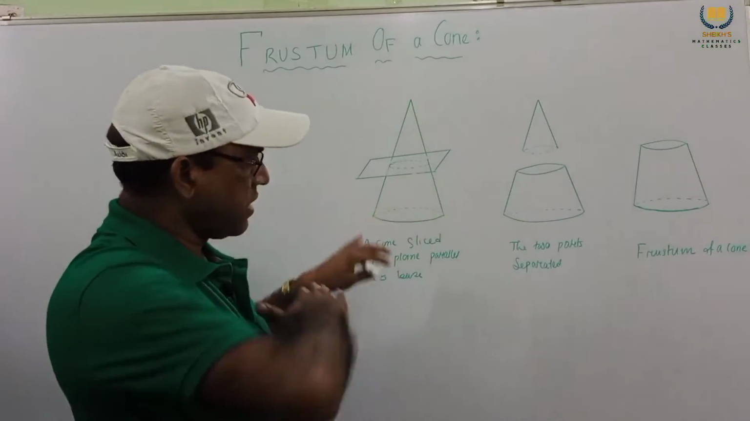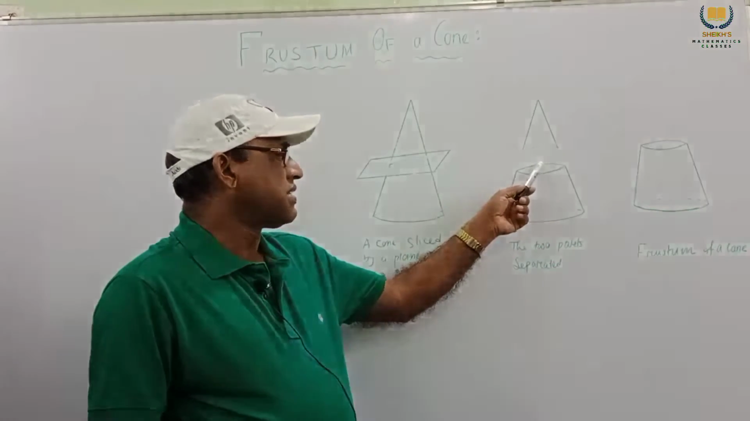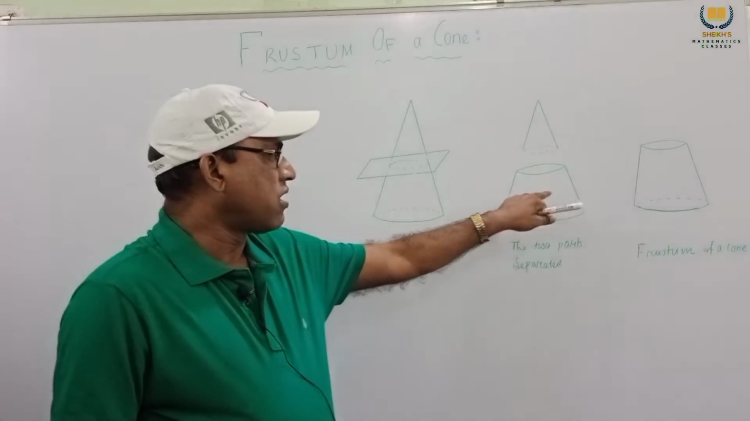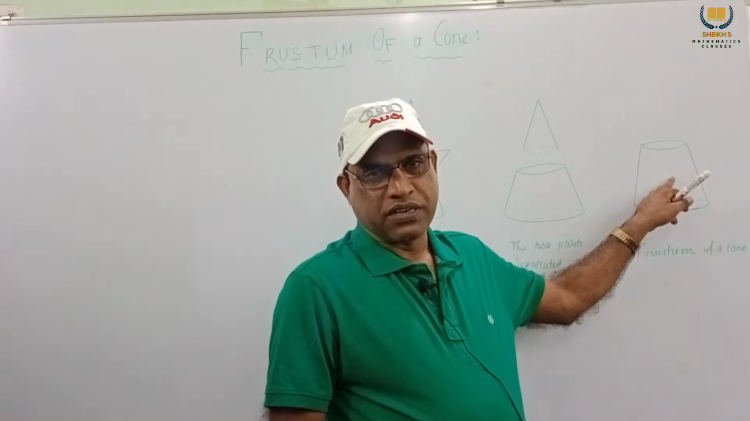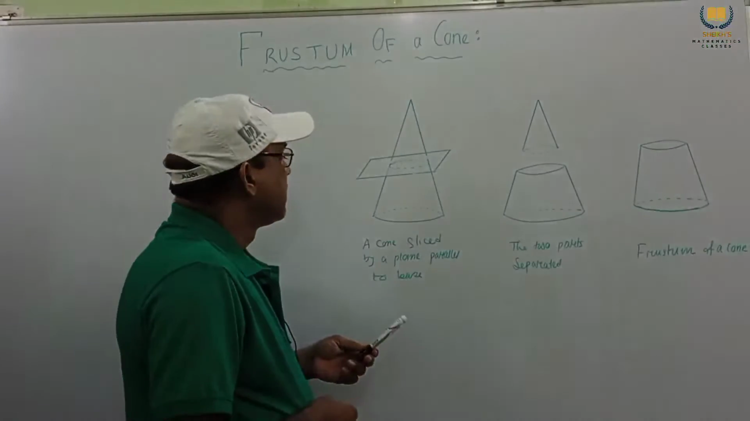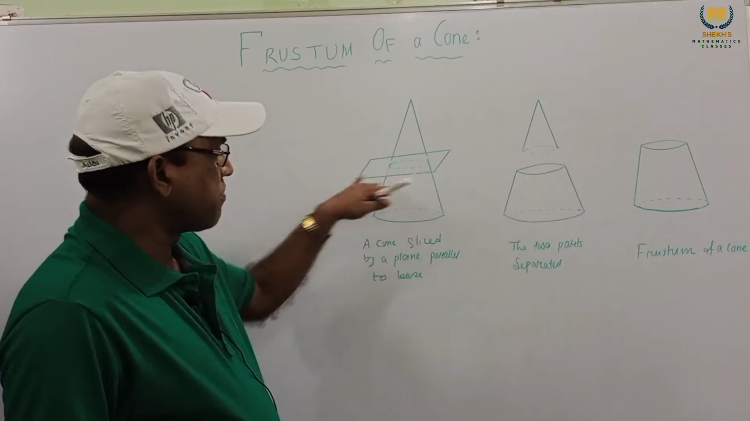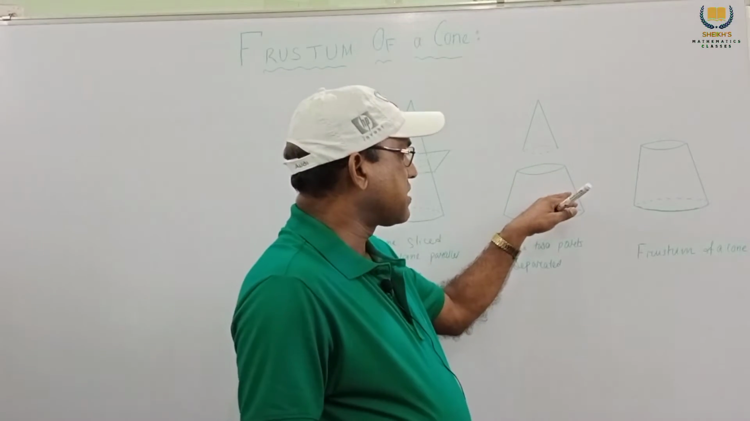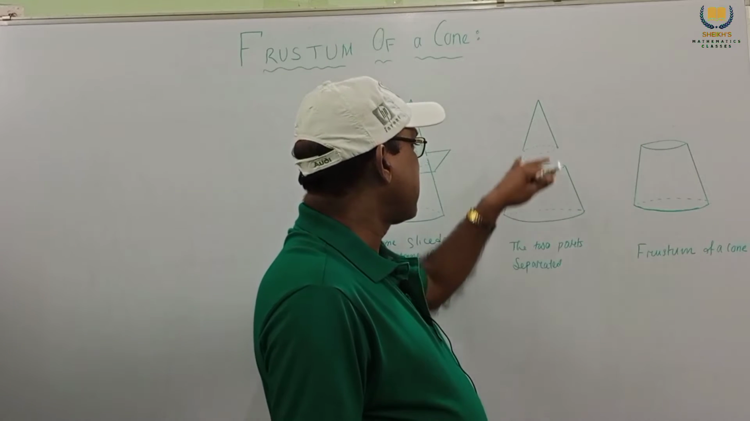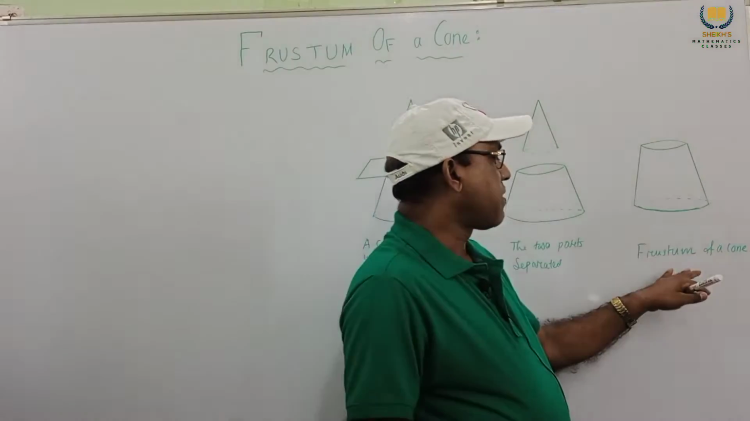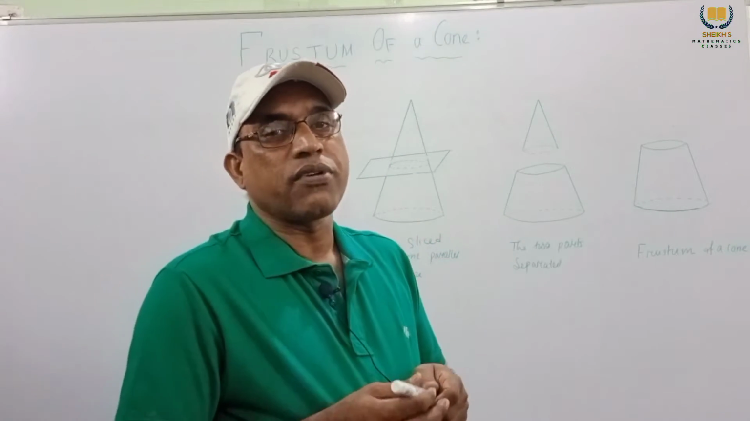Originally, this is a cone. If we bisect this by a plane, then we get this. And cancel this lower portion, this is called the frustum of a cone. Just like a bucket, a cone sliced by a plane parallel to the base gives the frustum. We separate the two parts, and this part is called the frustum of a cone. Now what is the volume and surface area of a frustum of a cone?